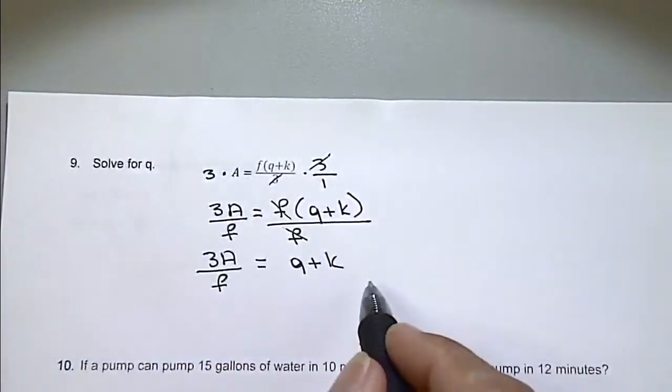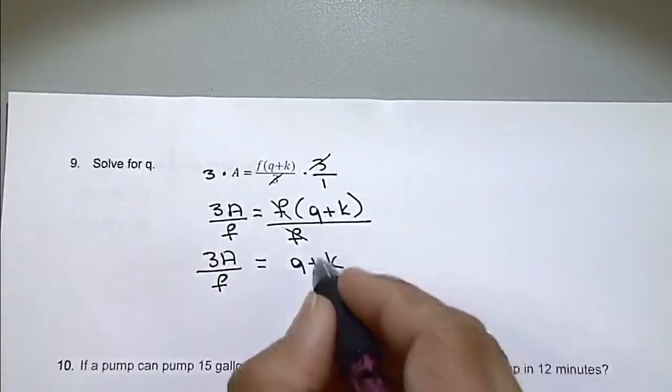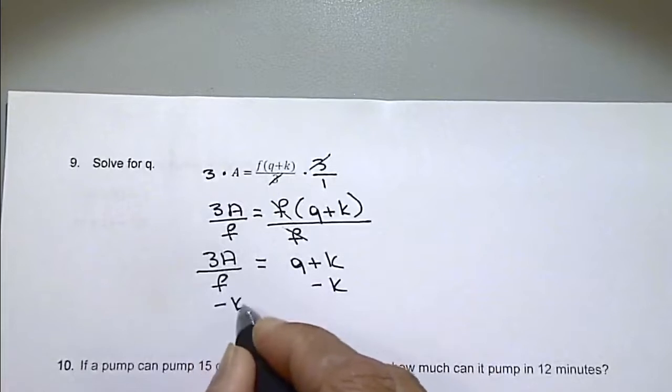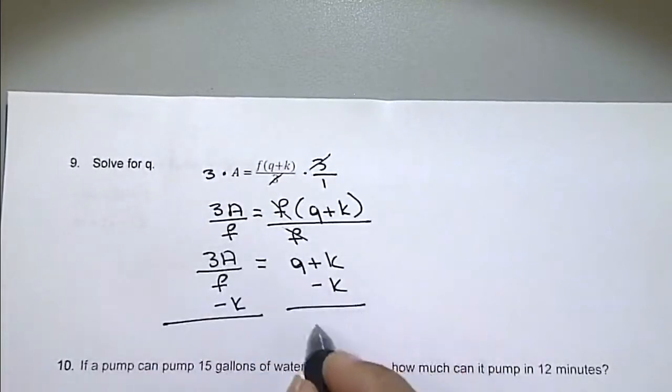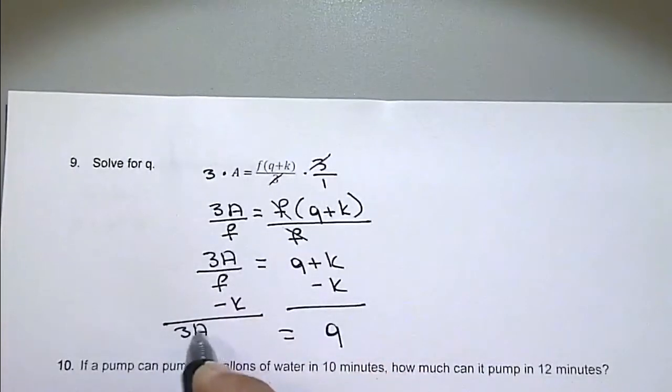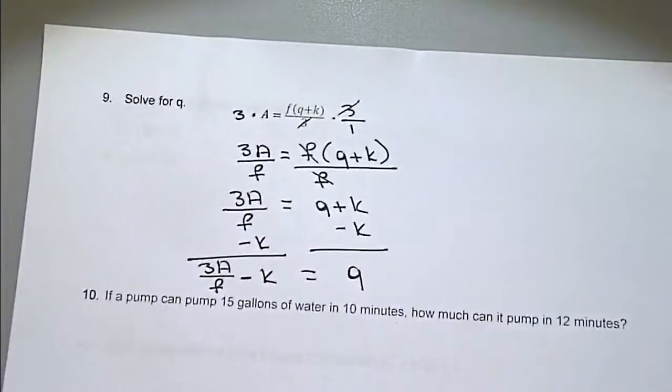Now, how do I get rid of k over here? Yeah, it's really 1k, so I'm going to subtract k. Well, over here I got to subtract k. But what are you subtracting k from? This is where many people mess it up. Yeah, this is a fraction. Don't lose that. Minus k, okay? It's not the numerator minus k or the denominator minus k. It's the whole fraction minus k. And that's your answer. 3a divided by f minus k equals q. It's algebra without numbers.